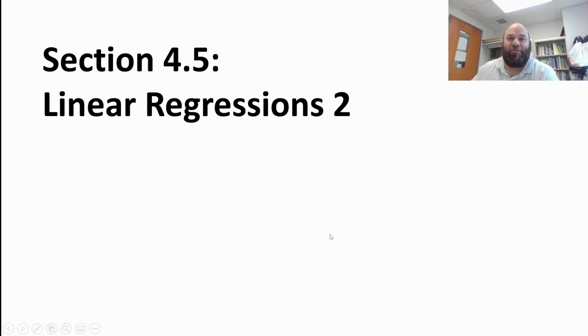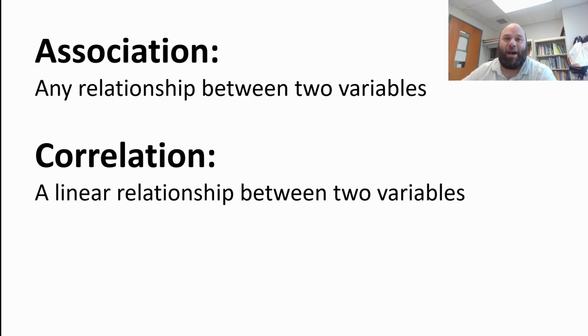So when we talk about the fit, we're talking really about what kind of relationship we're seeing between the two variables. In general, if there's any relationship between two variables, we'll call that an association. And then we use the word correlation specifically for a linear relationship between two variables. Since we're focusing on linear regression, we can use the two words interchangeably. But just be aware that association is broader than correlation.